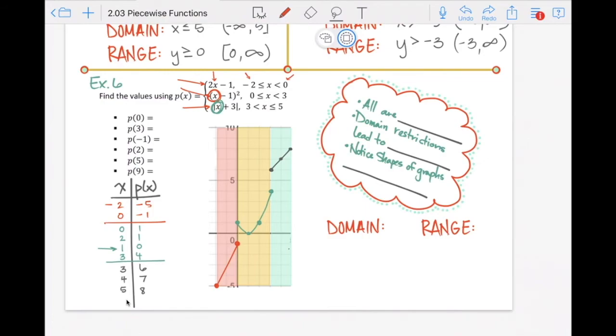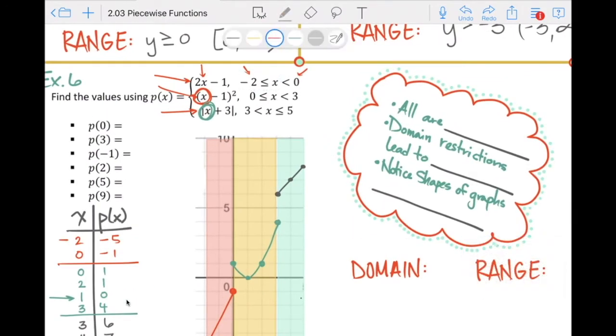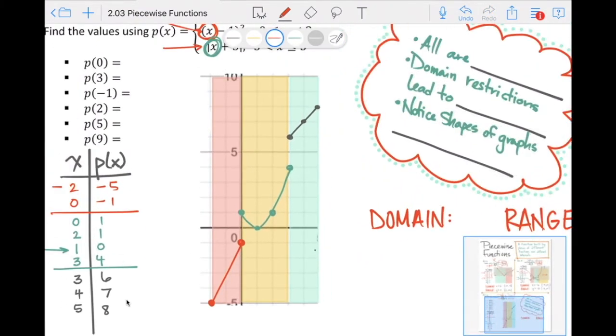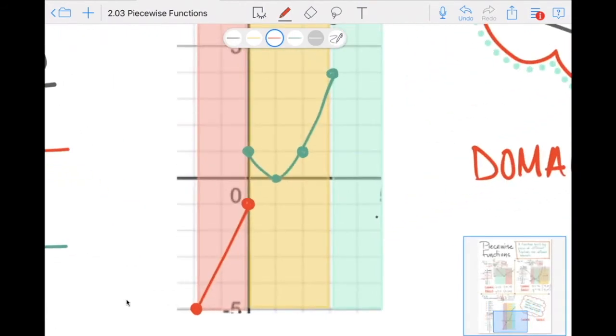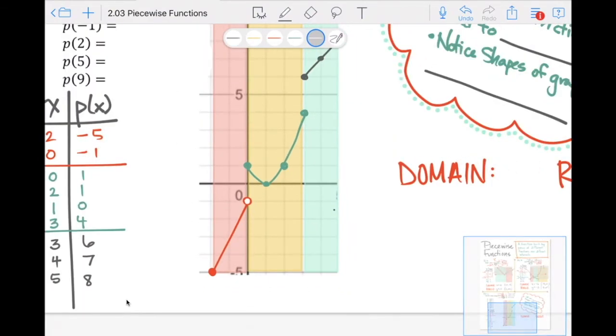Okay, now let's deal with open circles versus closed circles. Let's look at the beginning of this. It's x is greater than or equal to -2. So that means this circle needs to be closed because -2 is included as part of the domain. 0, however, for the linear part, is not included. So I'm going to make that an open circle there.